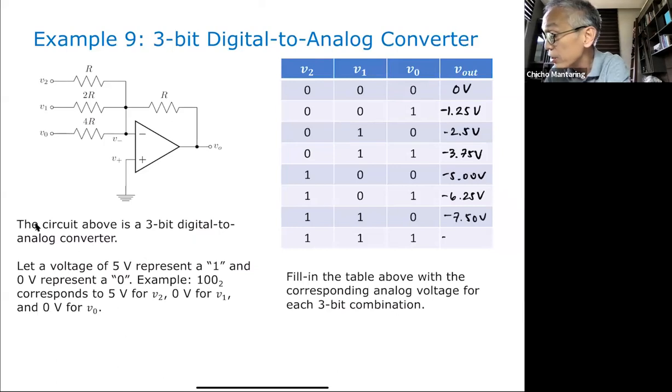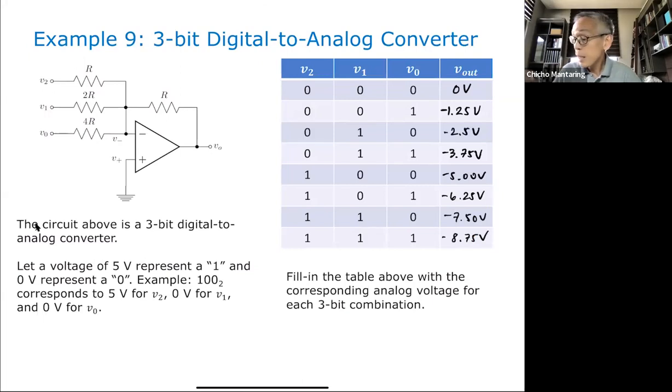And finally, this is going to be minus 7.5 plus 1.25, no? 8.75 volts. Okay, so notice that your output is proportional to the binary or to the base 2 number. Your output is proportional to the base 2 number.